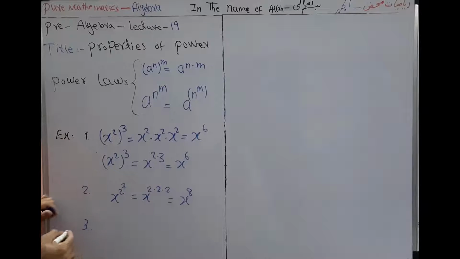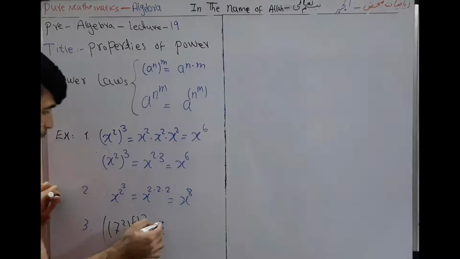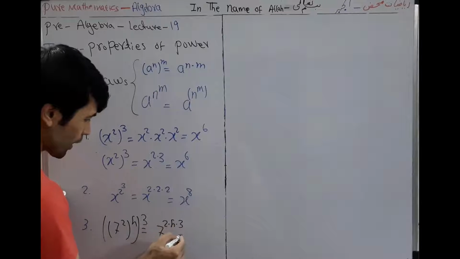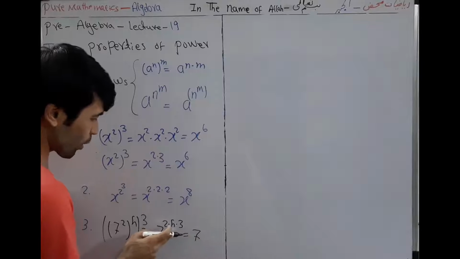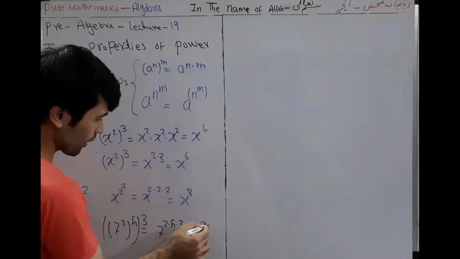Number 3, example 3. 7 to the power 2, whole to the power 5, whole to the power 3. It is equal to 7 to the power 2 multiplied by 5 multiplied by 3. 2 multiplied by 5 is 10, 10 multiplied by 3 is 30.